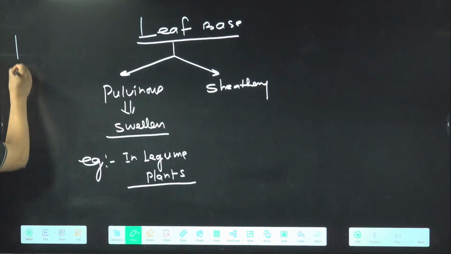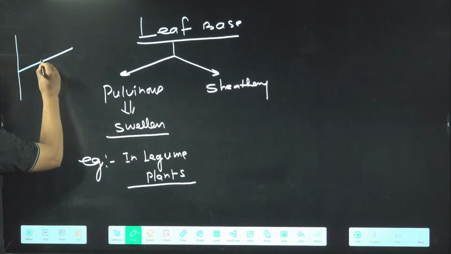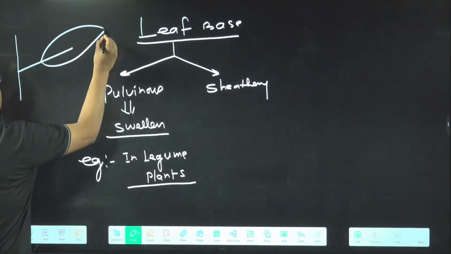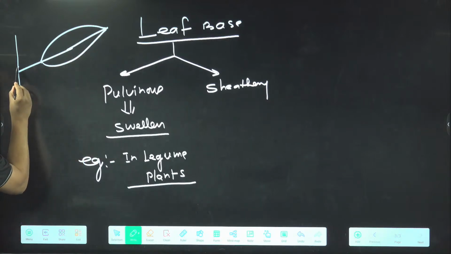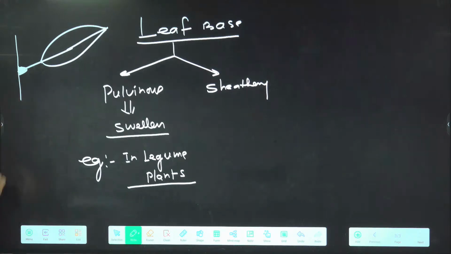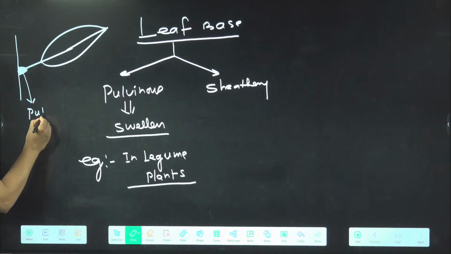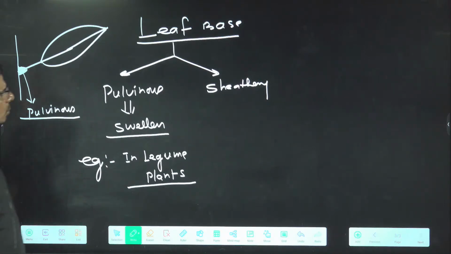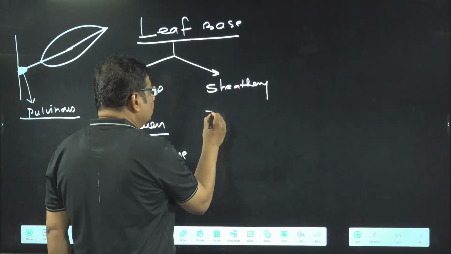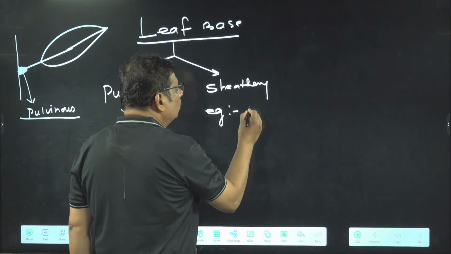I am drawing the diagram of a pulvinous leaf base. Suppose that this is the lamina, here it is the petiole, so the leaf base becomes like this. See, here this leaf base is which one? Pulvinous. This leaf base is which one? Pulvinous leaf base. And if you talk about sheathing leaf base, example is which one? Monocot.